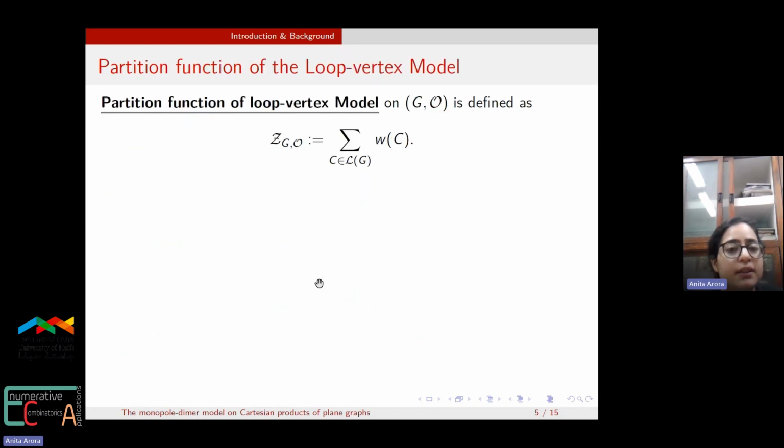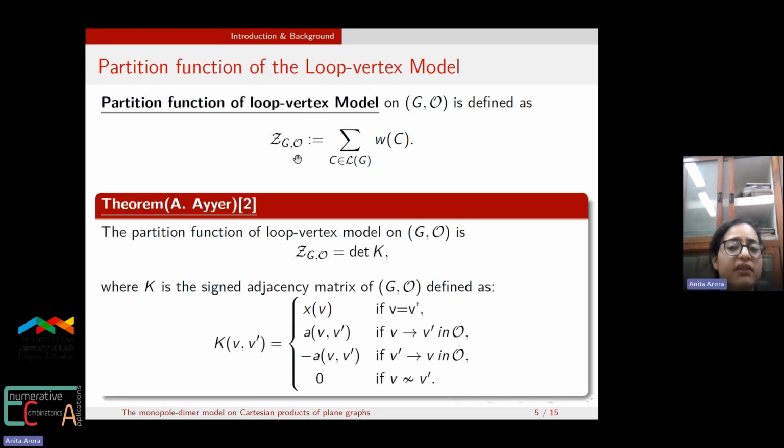Now, the partition function of the loop vertex model is the sum of the weights of the configurations, where the sum is taken over all possible configurations over the graph G. Professor Arvind Iyer has shown that this partition function comes out to be the determinant of a matrix K, which is the sum of a diagonal matrix and a skew symmetric matrix.